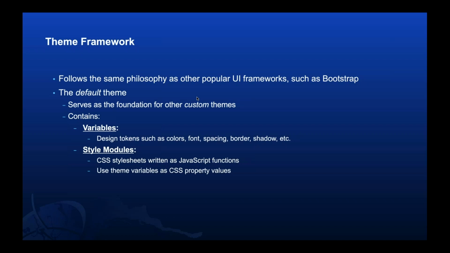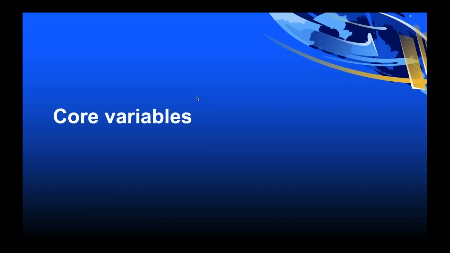First one are the variables. The variables are the design tokens, such as the colors, font, spacing, border, shadow, etc. The second part are the style modules. Since we are using CSS in JavaScript to write styles, the style sheets are written as JavaScript functions. And within these functions, they reference the theme variables as the property values to dynamically generate the CSS files. So first, let's take a look at the core variables.